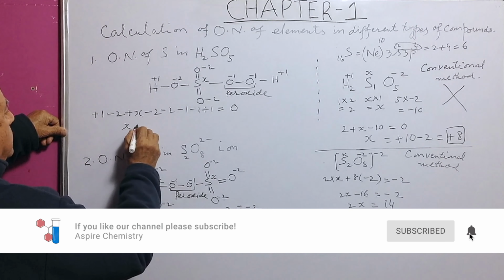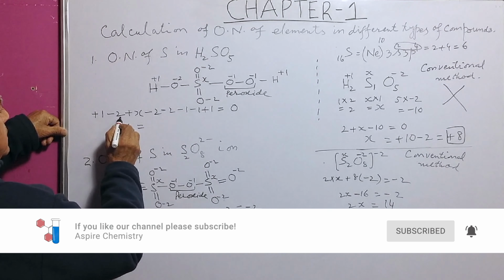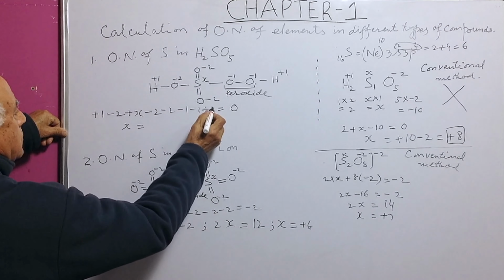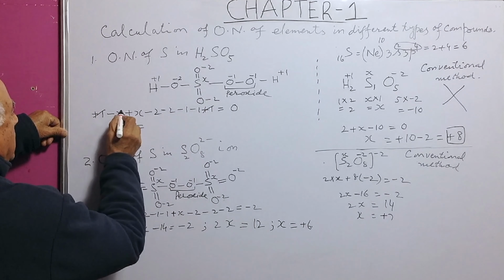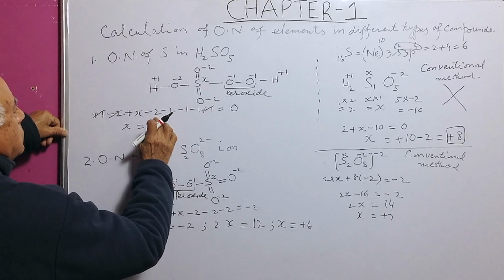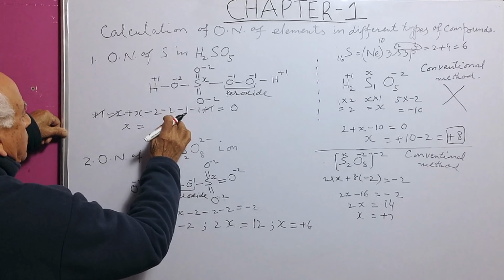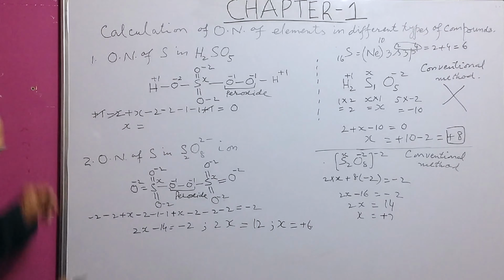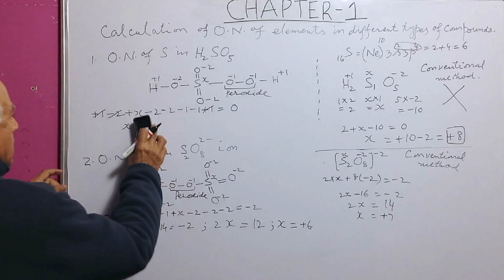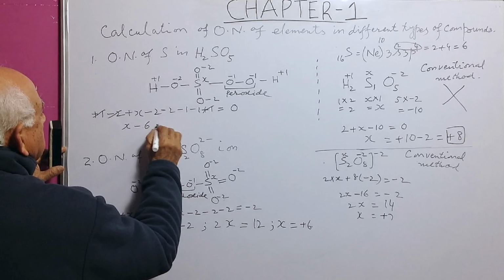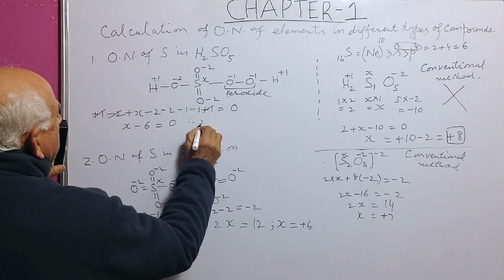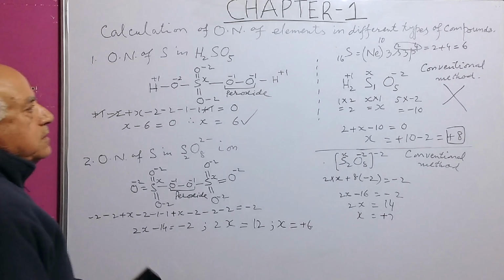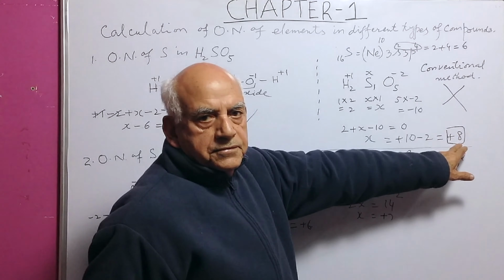X will be equal to plus 1 minus 2 minus 2 minus 2. This plus 1 and plus 2, plus 1 plus 2 cancel with this. We have 2, 2, 4, 5 and 6. That is X minus 6 is equal to 0. Therefore, X is equal to 6. It is the correct answer. It is not 8.